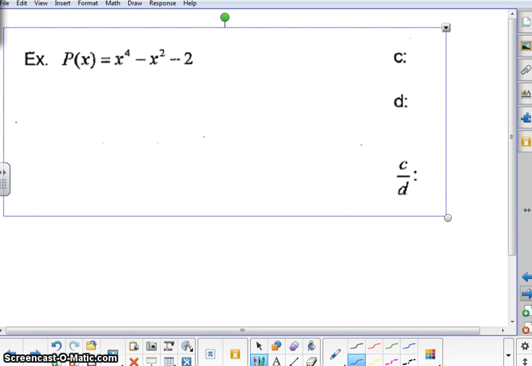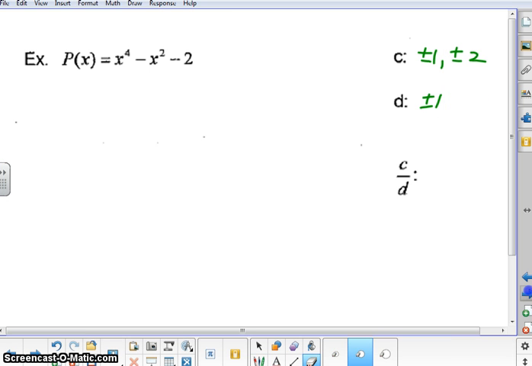All right, so go ahead and do C and D, which would be factors of the last term. So that's plus or minus 1, plus or minus 2. And the next one, we have plus or minus 1 and plus or minus 4. And the leading coefficient is 1, so plus or minus 1. If you're dividing everything by 1, those are your only possibilities at all.